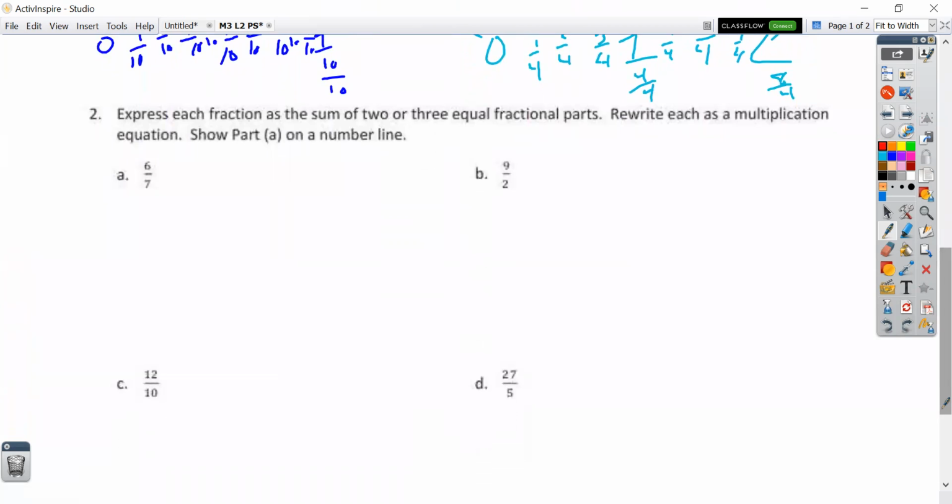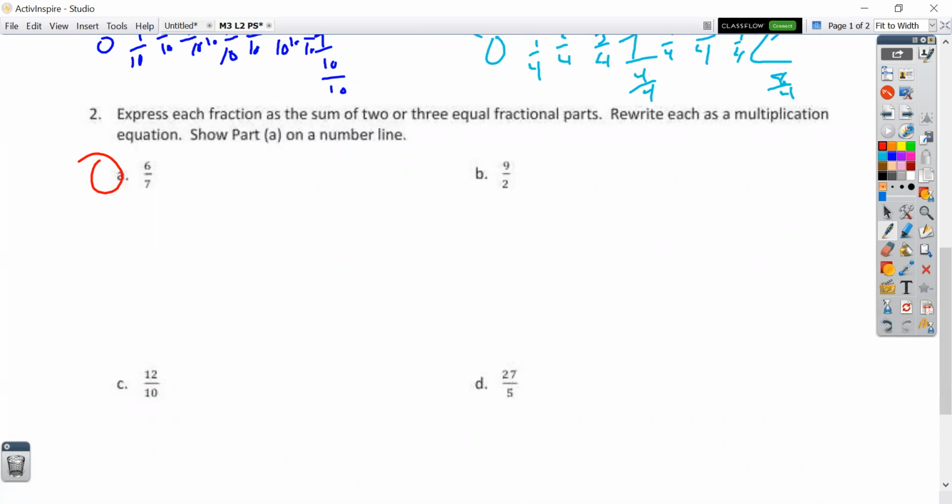Now, on this part, it asks us to express each fraction as the sum of 2 or 3 equal fractional parts. So we need to break these apart into 2 or 3 different addends and write each as a multiplication equation. We'll do the first two together, and then I want you to try the second two on your own. So the question is, on A, can we break 6/7 up into smaller pieces?